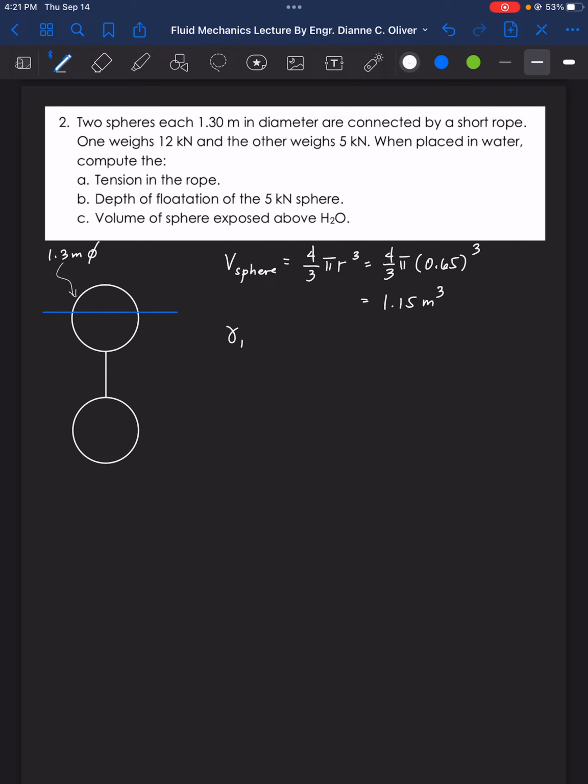Now let's compare gamma 1, the one weighing 5 kilonewton. That is weight 1 over the volume 1. So the weight 1 here is 5 kilonewton all over 1.15 cubic meters. What is the answer here? That is 4.35 kilonewton per cubic meter, and this is less than the gamma for water. Therefore, it is partially submerged.